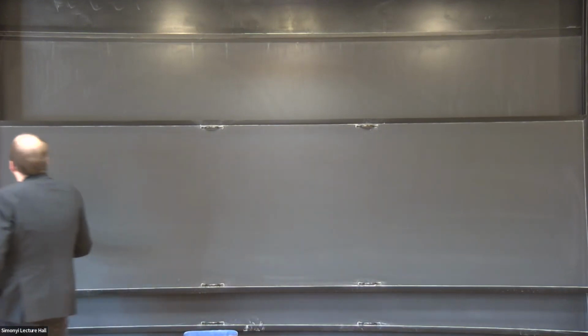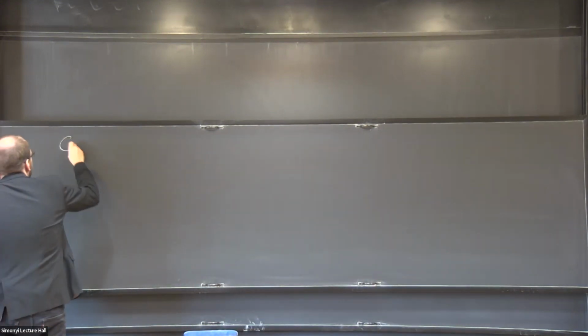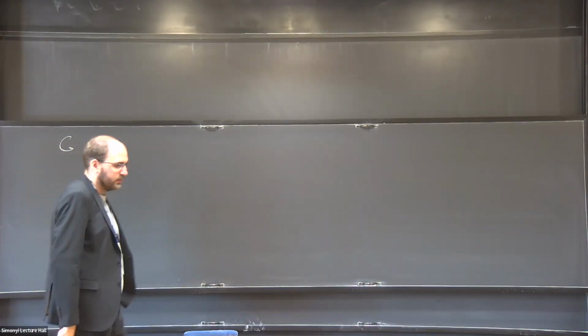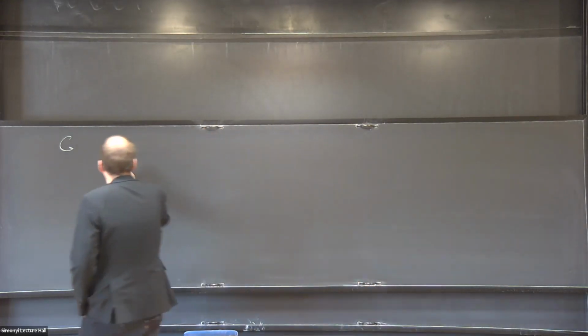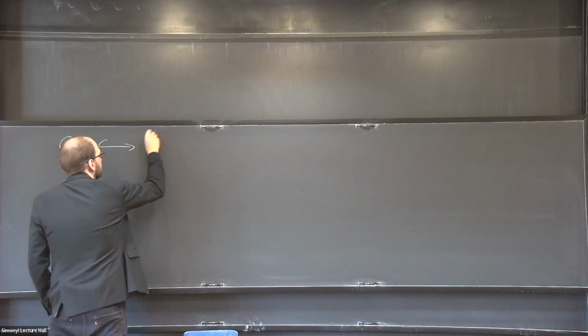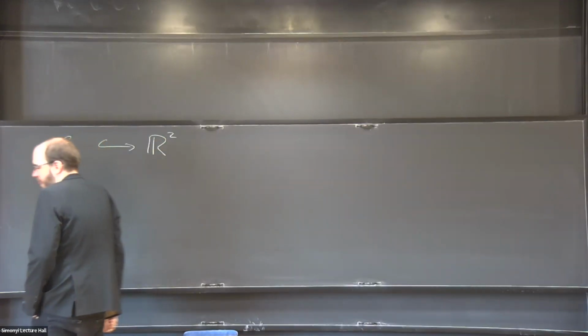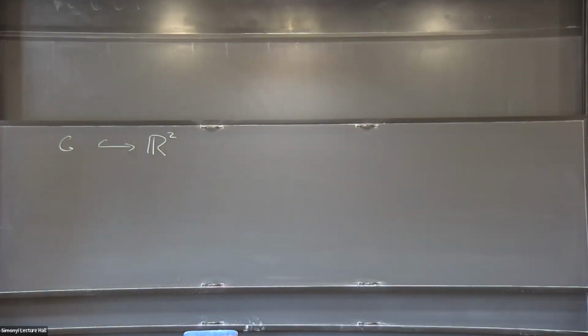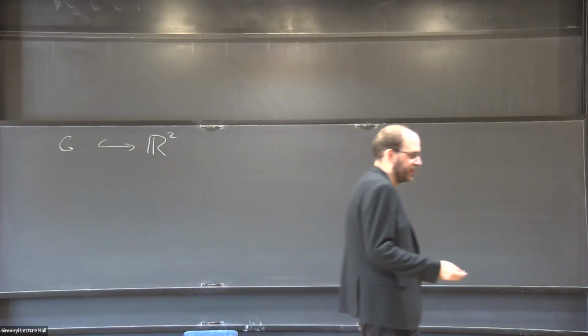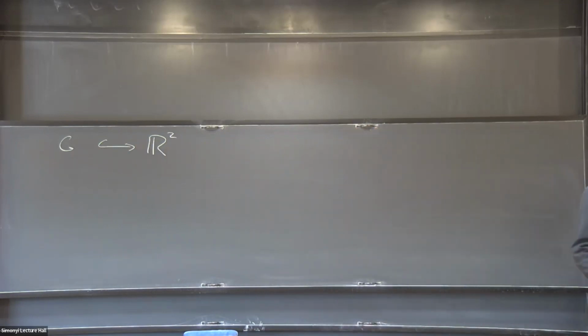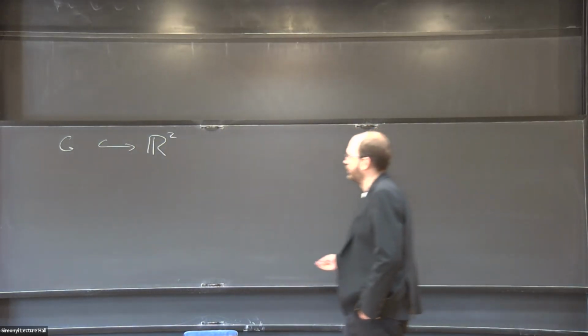So if I have a graph G, and I know that it's planar, so it embeds into the plane, then I can say already, just from this information, that this graph cannot be too dense. It cannot have too many edges. All right, so what do I mean by that?